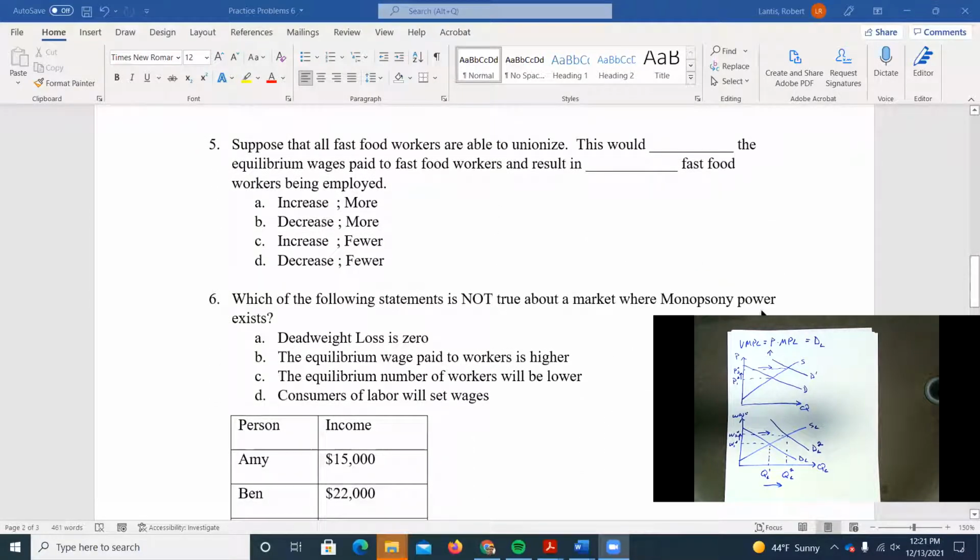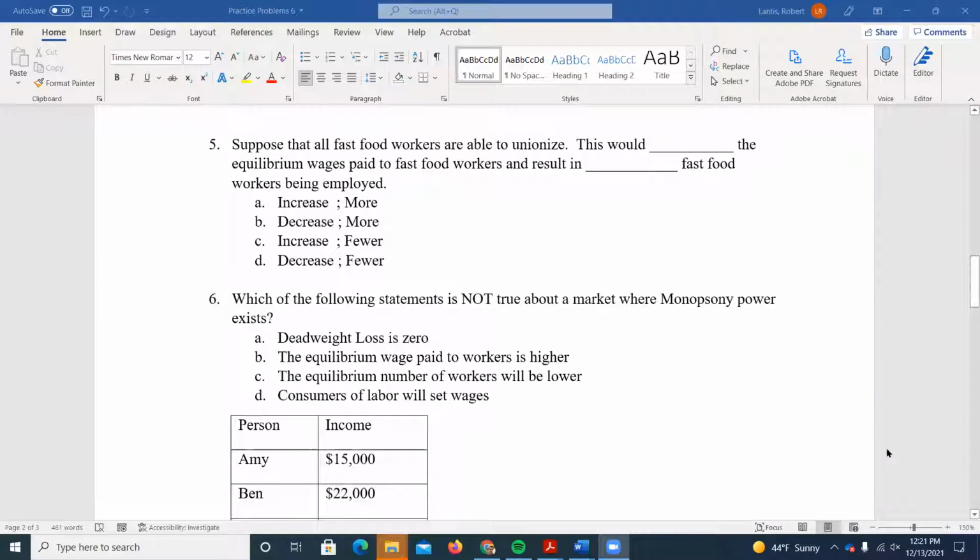Okay, so we've got a unionization question here. Suppose that fast food workers are able to unionize, right? This would result in what happened to the equilibrium wages and what happened to the number of workers who were employed? Okay? So we'll review how these unions work.